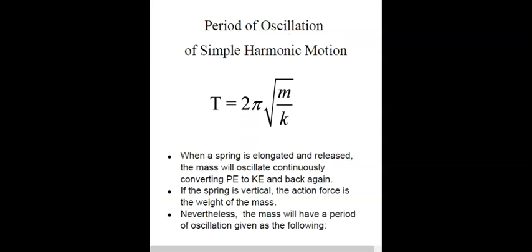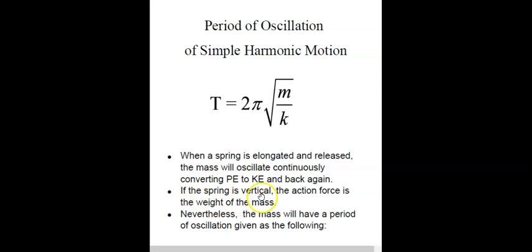The time it takes to go back and forth is called the period of oscillation of the simple harmonic motion. The time period T is given as 2 pi square root of mass divided by spring constant k. So, when a spring is elongated and released, the mass will oscillate continuously, of course without friction, and it converts potential energy to kinetic energy and kinetic energy back to potential over and over again.